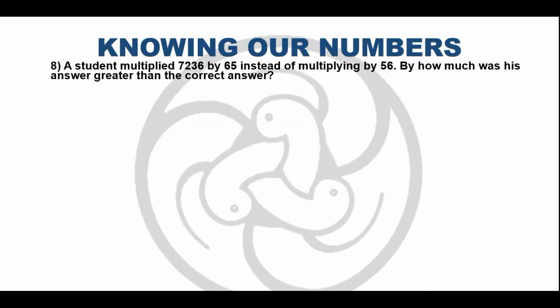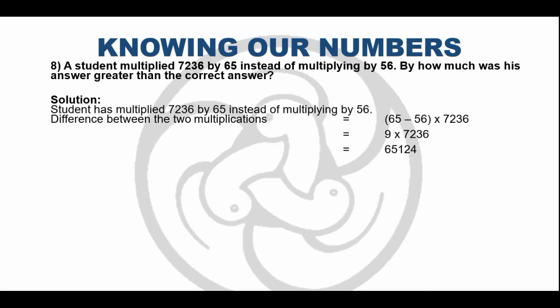So the next question is, a student multiplied 7,236 by 65 instead of multiplying by 56. By how much was his answer greater than the correct answer? So what is the question given here? A student multiplied 7,236 by 65 instead of multiplying by 56. The correct calculation is 7,236 into 56. But instead of 56, what has he done? He multiplied with 65.